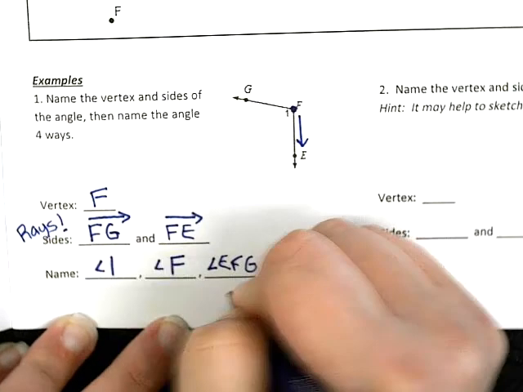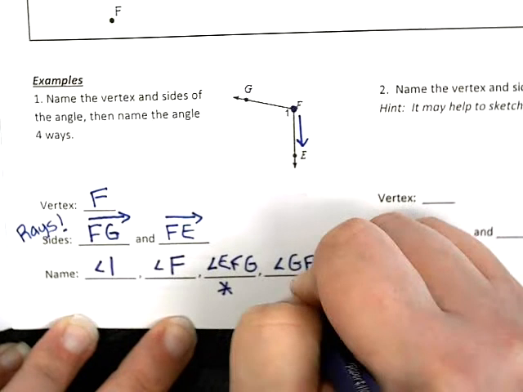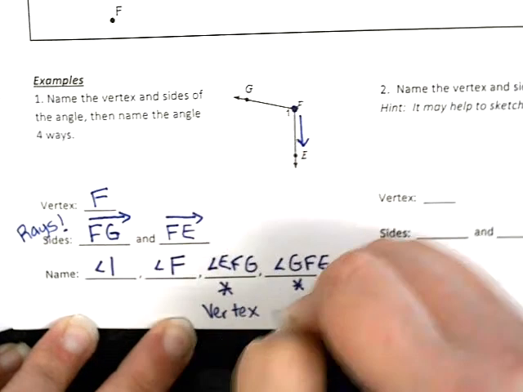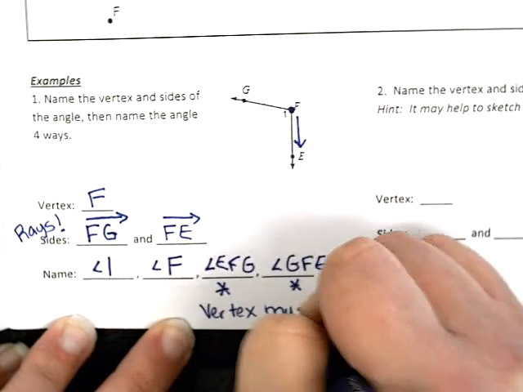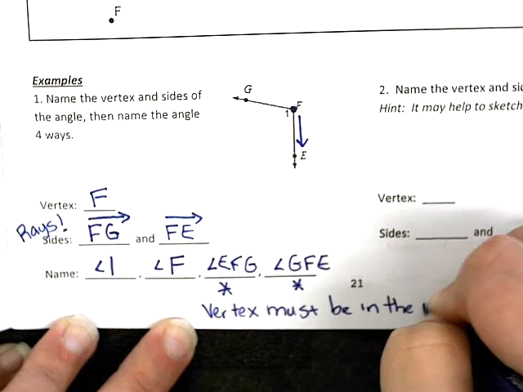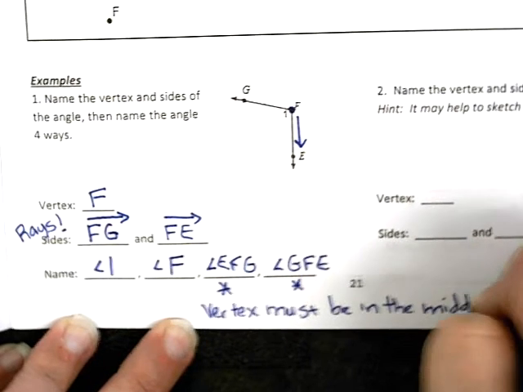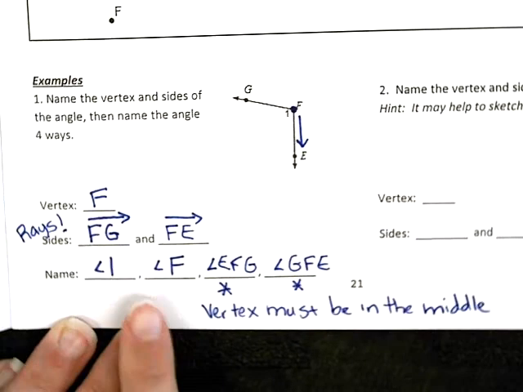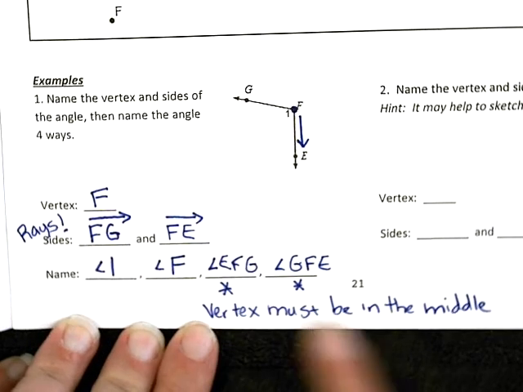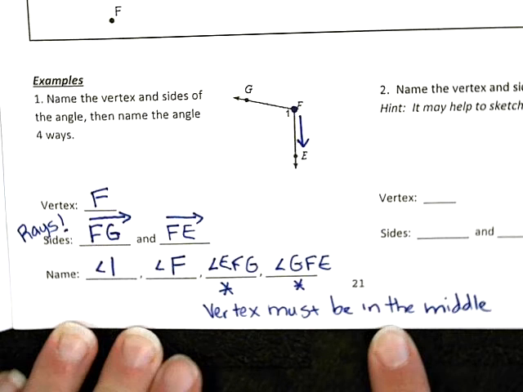All right, but it's really important. You should put stars by these ones and remind yourself that the vertex has to be in the middle. All right, so if you're not just using one letter to name it, that one letter is the vertex. If we're using 3 letters, then the vertex has to be the one that's in the middle.